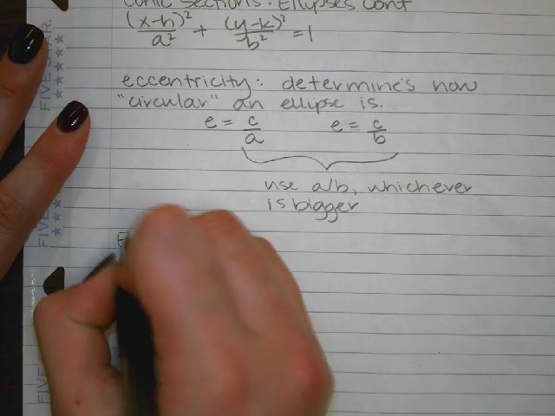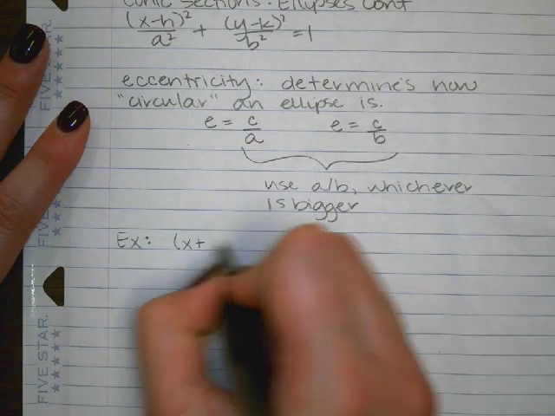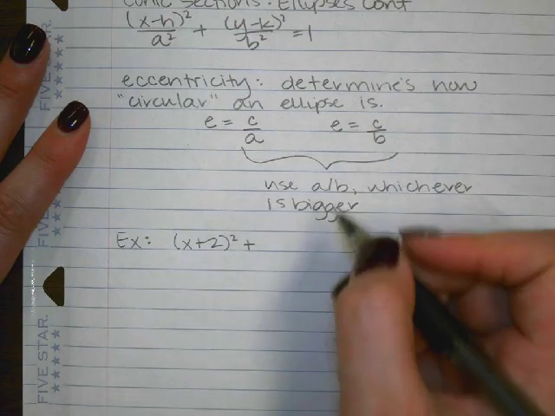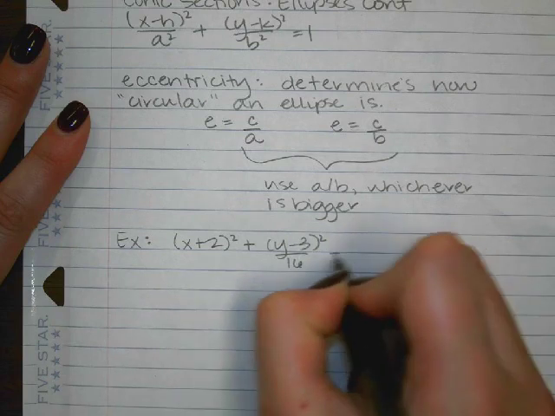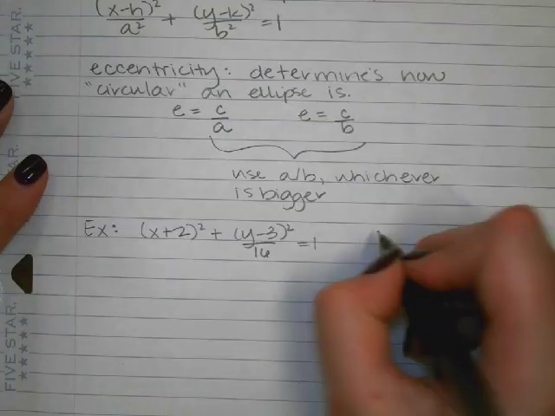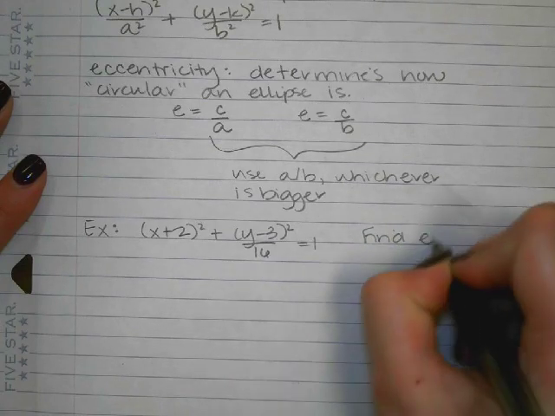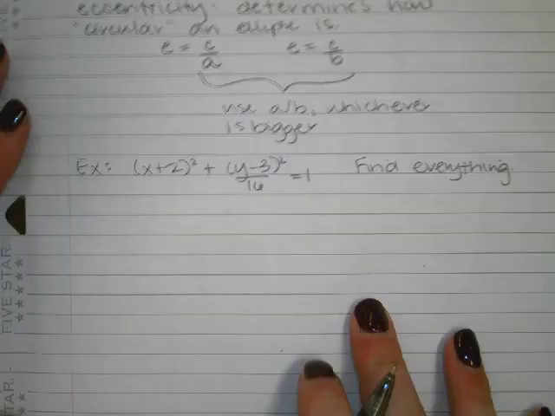So here's the equation. We're going to do x plus 2 squared plus y minus 3 squared over 16 equals 1. And for the instructions, we're just going to find everything. Normally I'll be more specific, but I don't feel like writing it all out.